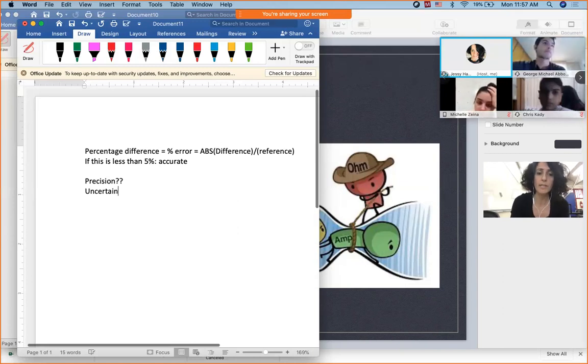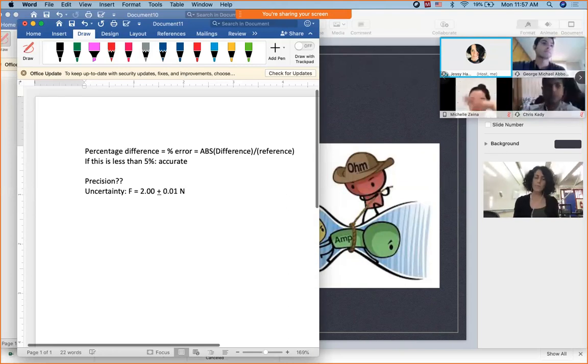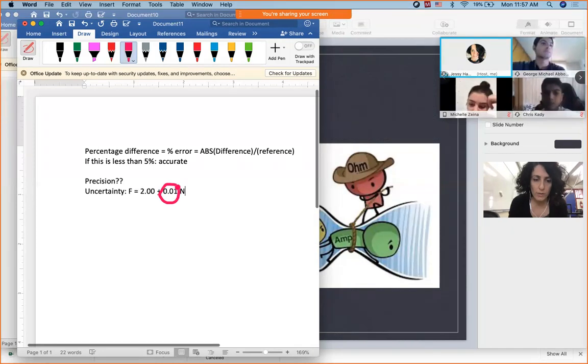Sometimes you say F is equal to 2.00 plus or minus 0.01 newtons. Is this precise or not? The only way to check is, we don't look at the real value, the reference. We look at the error. This error, is it big or small? And to be able to say big or small, we should compare it with this one.